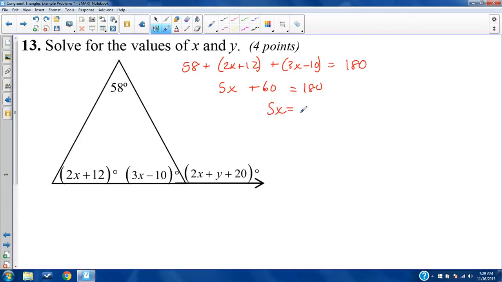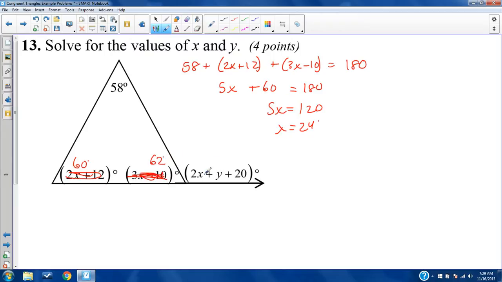5x equals 120. And if I know my math, I believe that's 24. So x is 24. When you substitute that in here, this becomes, I guess, 60. And this becomes 62, I guess. Okay, 60 degrees, 62 degrees.